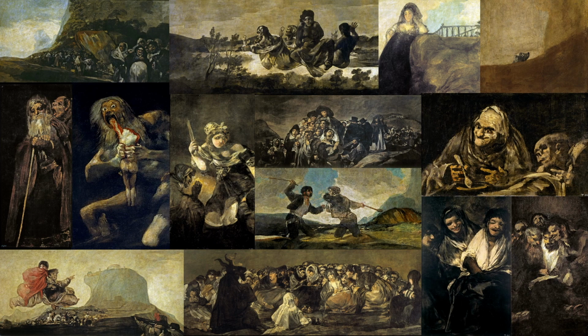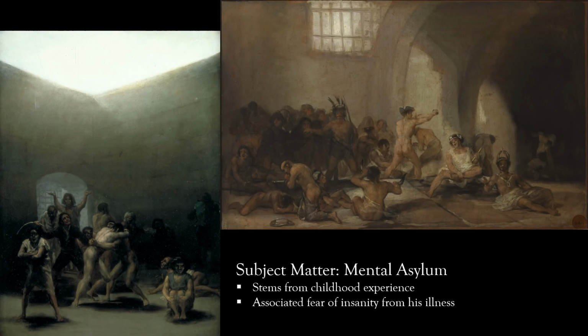He produced 14 small, non-commissioned paintings, known as the Black Paintings, between 1819 and 1823. They portray dark, haunting scenes that reflect insanity and desolate outlooks on humanity. Goya may have developed a fear of insanity from his previous childhood experiences surrounding the illness. His portrayal of an asylum in The Madhouse can be seen as a coping mechanism for his fears of going insane from his chronic illness.